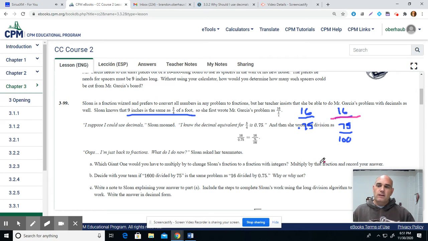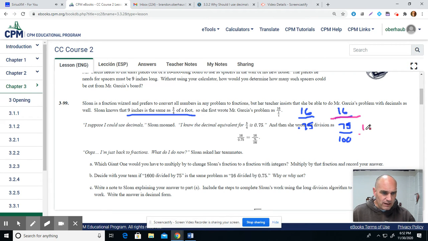All right, so here's the meat and potatoes of this. Now it tells us, which giant one would you have to multiply to change Sloan's fraction to a fraction with integers? So here's what we want. We really don't want a fraction inside of a fraction. We want to get rid of this fraction. So I need to come up with some type of giant one that'll get rid of this. I'm going to be really sneaky about this, and here's what I'm going to do.